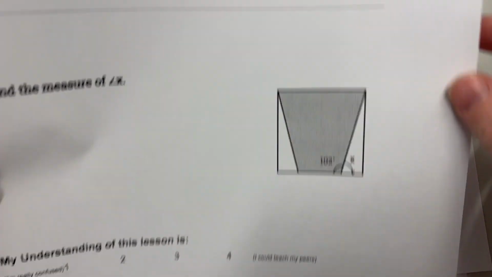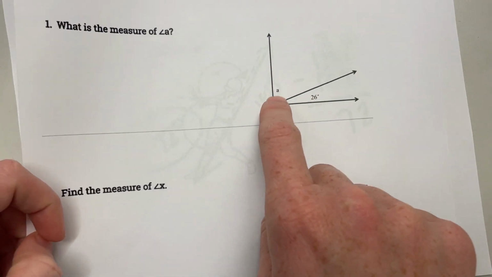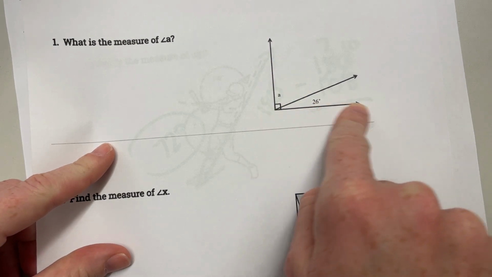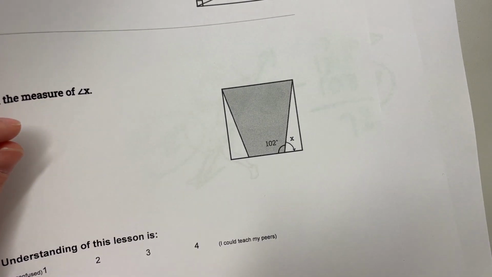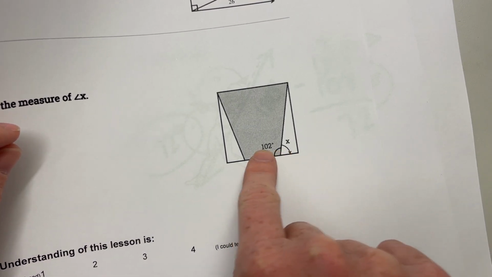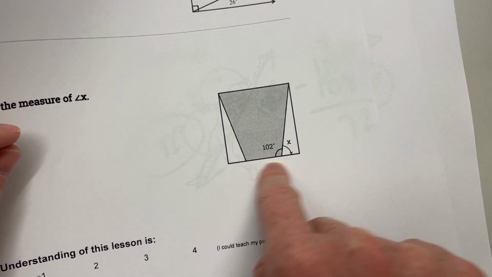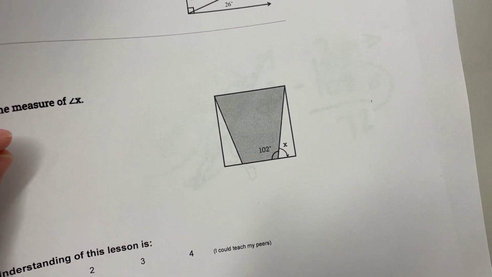Okay, you have 2 homework problems, and then rate your understanding. Hint for this one, you're not dealing with a straight line, you're only dealing with your right angle. For this one, you're dealing with this straight line. That's the degree you need to use, 180, to find the missing angle.